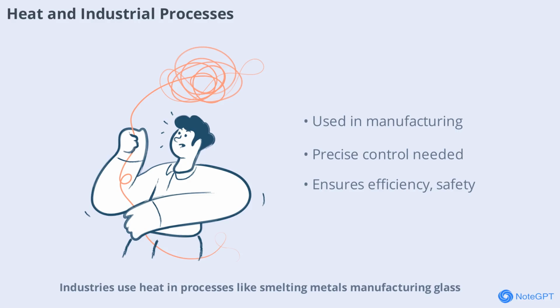Industries use heat in processes like smelting metals, manufacturing glass, and producing chemicals. Controlling heat precisely is essential for quality and safety. Engineers design systems to manage heat flow, ensuring efficient production and minimizing energy waste.